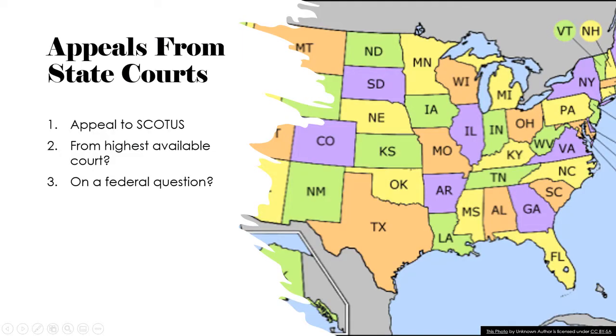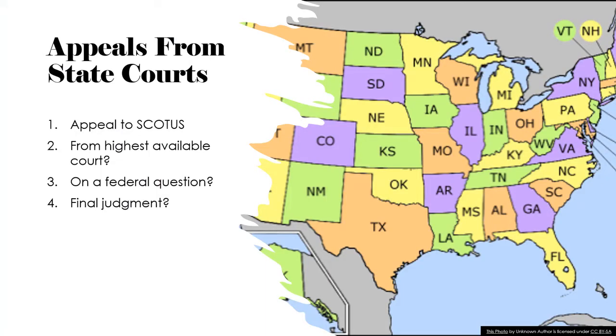So number one, appeal to SCOTUS. Number two, from what court? You have to look at what court it's coming from. Number three, you have to ask yourself what kind of issue was involved in the lower court and the state court proceeding. The U.S. Supreme Court is only going to hear an appeal from a state court on a federal question. So appeal to SCOTUS, from what court has to be the highest available court in the state, and on a federal question. Finally, the fourth component, again, is back to timing. The Supreme Court is not going to hear an appeal from a state court when there's no final judgment. So you just have to look in the fact pattern for, is there a final judgment issued in this case?